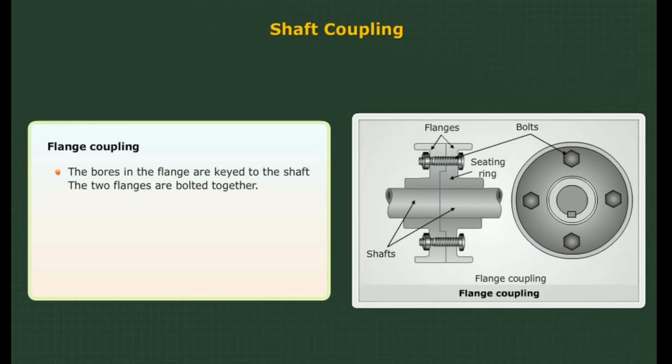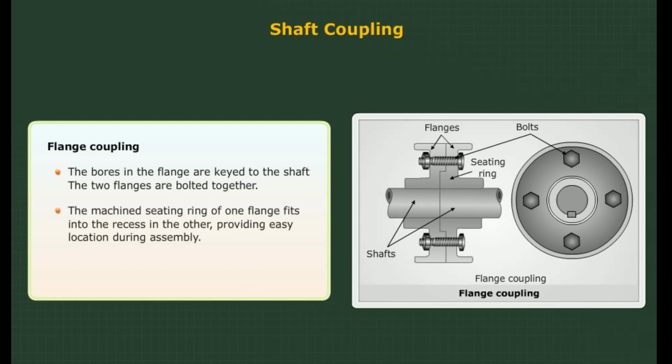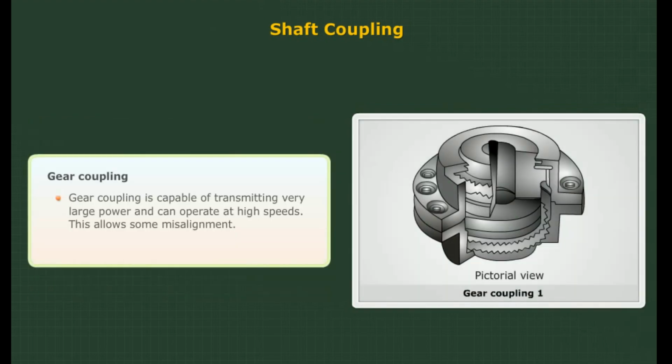Flange coupling. The bores in the flange are keyed to the shaft. The two flanges are bolted together. The machined seating ring of one flange fits into the recess in the other, providing easy location during assembly. In some cases, one of the flanges could be a press fit or welded to one shaft.